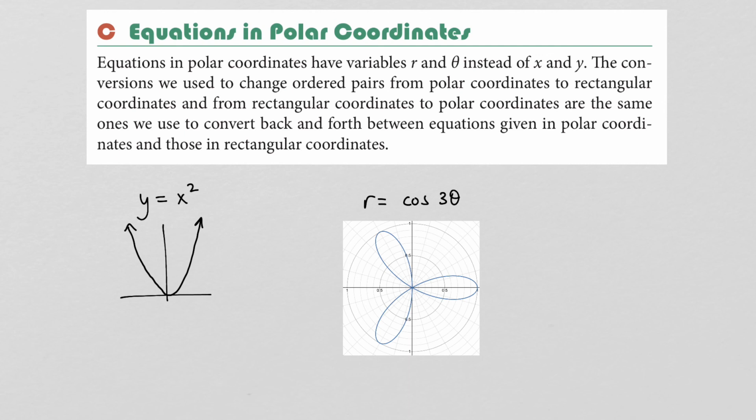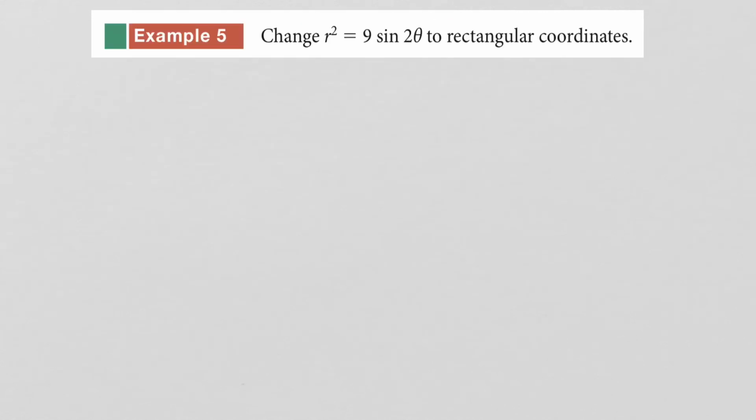Let's take a look at an example. Suppose you are given the equation r squared equals 9 sine of 2 theta, and you want to convert this into rectangular coordinates. You need to remember your conversion factors. We know that r squared is equal to x squared plus y squared. We know that x is equal to r times the cosine of theta, and y is equal to r times the sine of theta. And finally, tangent of theta is equal to y divided by x. Now, we don't use this last one very often, but the first three we use extensively.